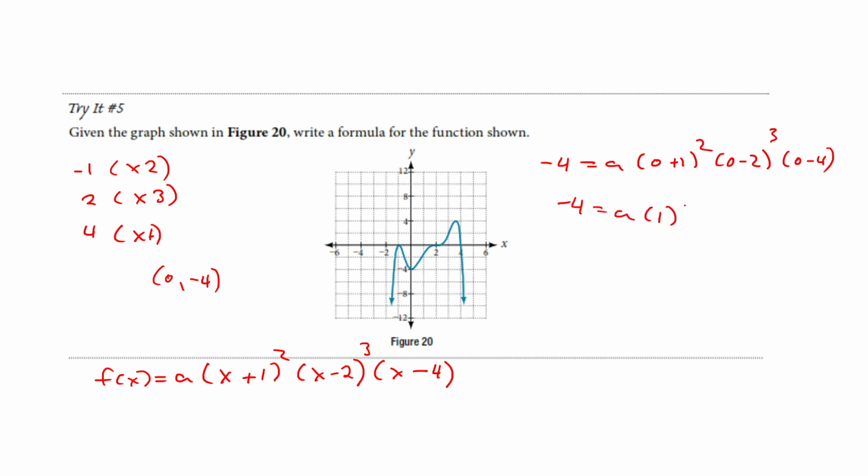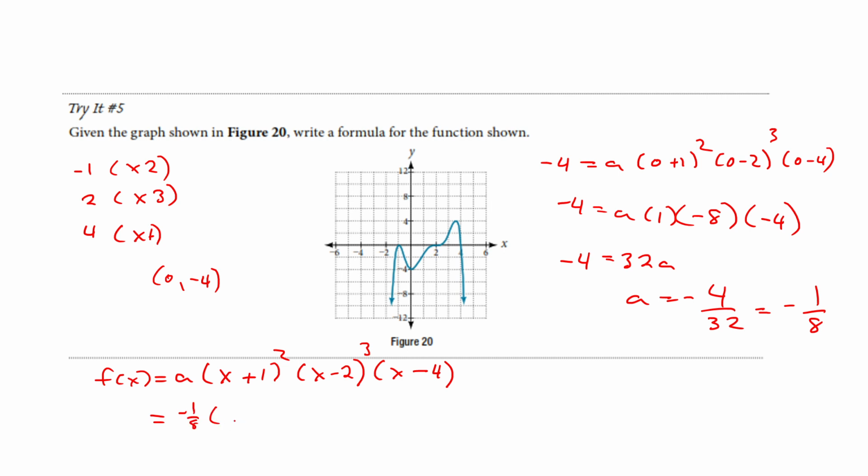That's just going to be 1. -2 to the third is going to be -8. And this is -4. Okay, just tidying this up. So a is going to be -4 over 32, or -1/8. So I've got it now. I've got my final one, and there was a compression actually on the front of it. And there we go.